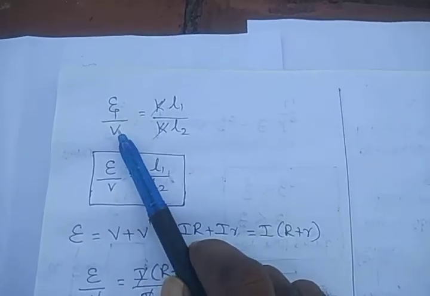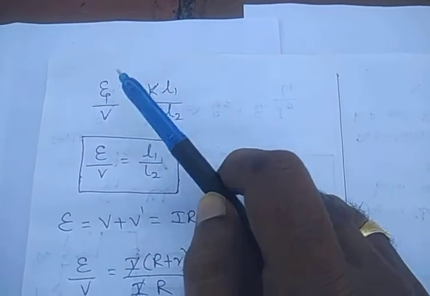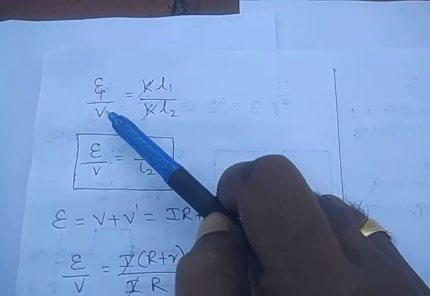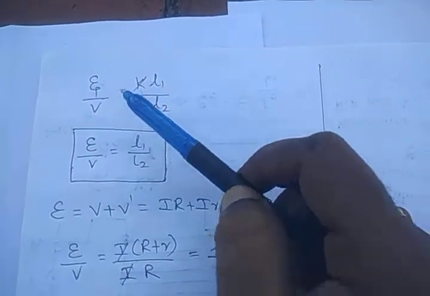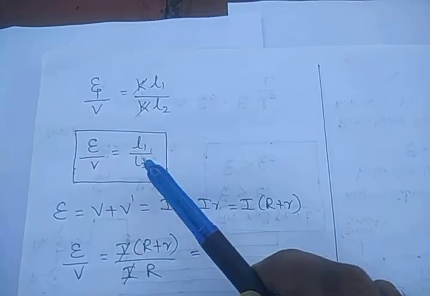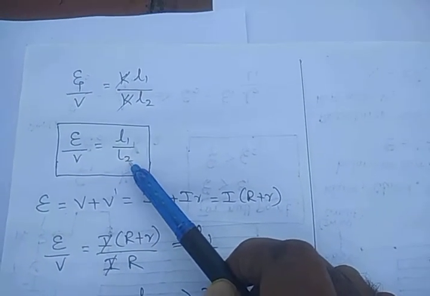As usual, by comparison of the EMF and the voltage, this E is the EMF of the cell, and this V is the voltage across the resistance box. Since KL1 and KL2, the K gets cancelled, E by V is equal to L1 by L2. But our ultimate target is to calculate the internal resistance of the cell.